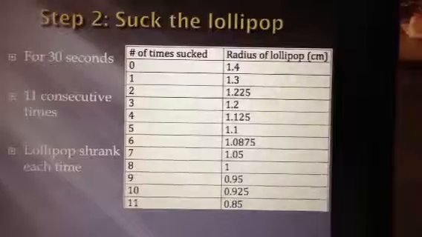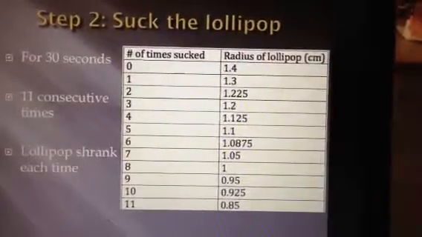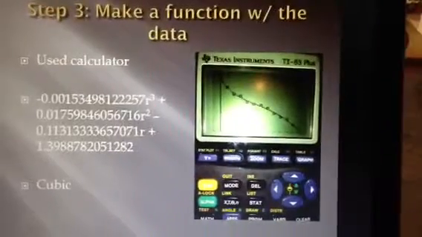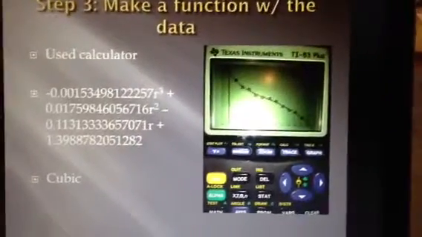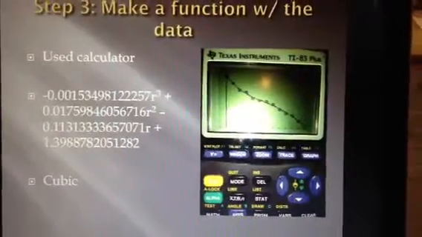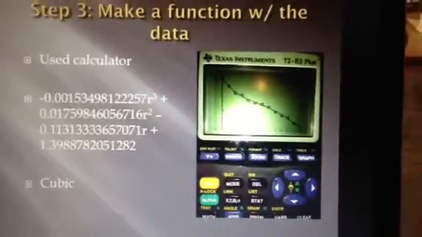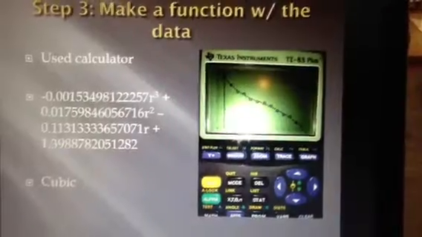Then our next step was to put this data into a calculator to get an equation. We just used the statistical function on the calculator, and it gave a correlation coefficient of 0.998, which meant that it was pretty good. Very good. And it turned out to be a cubic function.